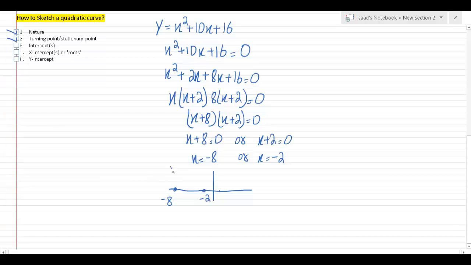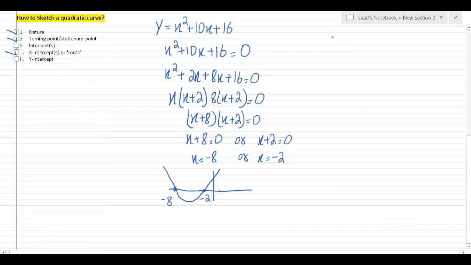So our curve is going to be something like this. This is not the actual sketch. I've just done this for your understanding. We're not done with the intercepts entirely. We're only done with the x-intercepts. Now let's figure out how to find the y-intercept.